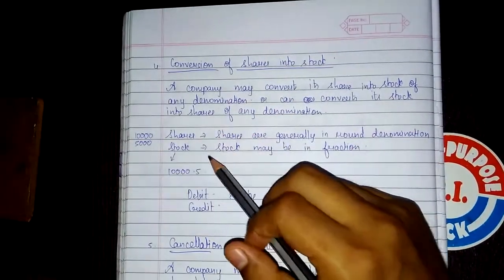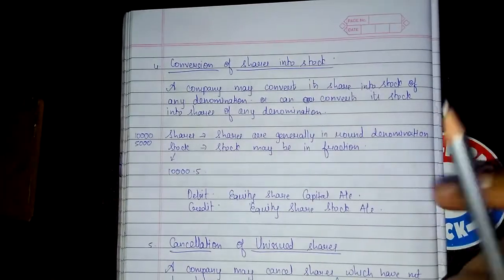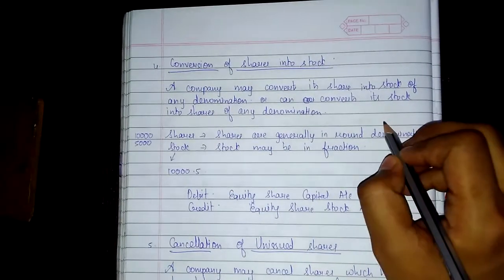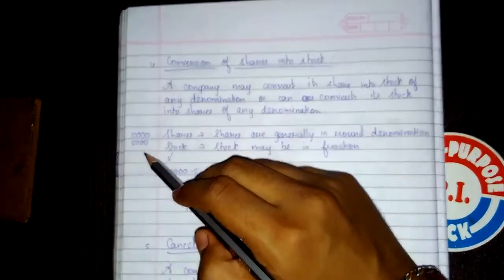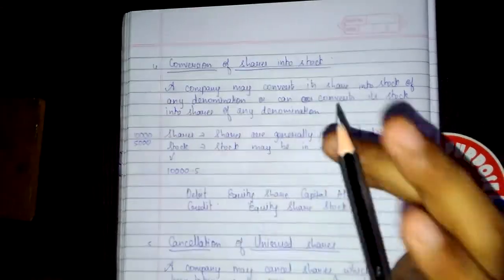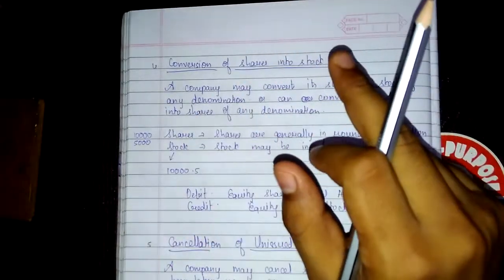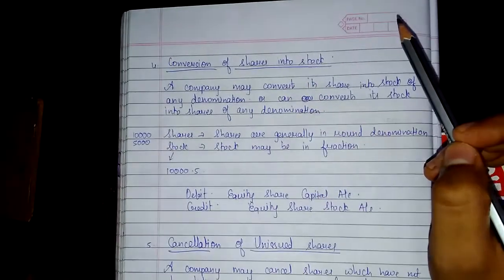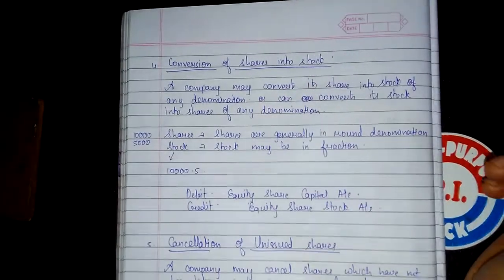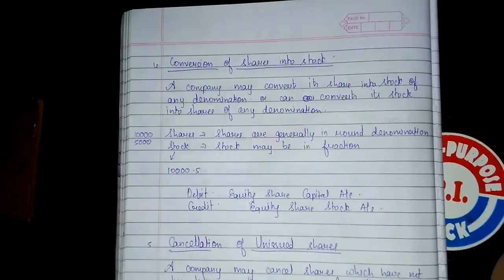Shares are generally in round denomination. Denomination does not mean rupees, it means the number, like 10,000 equity shares or 5,000 equity shares. 1 equity share, 2 equity shares or 3 equity shares, that is round denomination. And stock may be in fractions, like 1.5 shares, 2.5 shares, 10,000.5 shares. So this is the only difference.